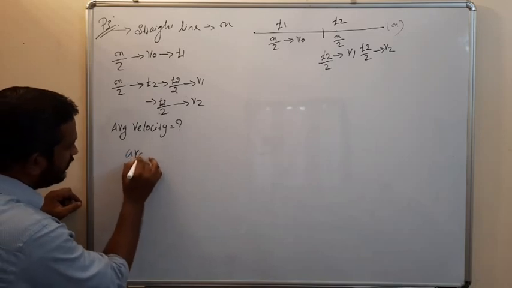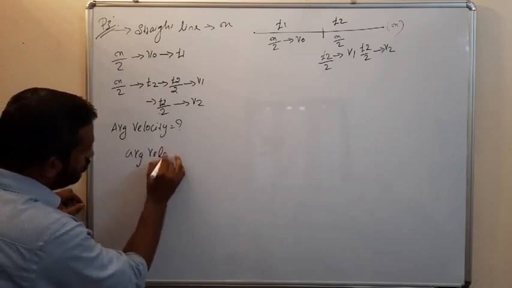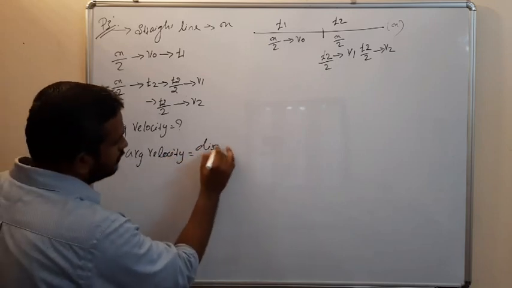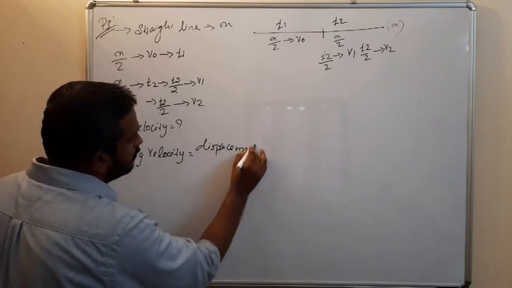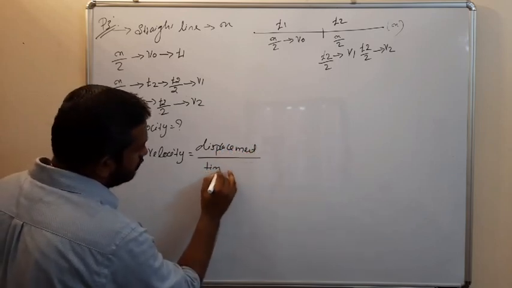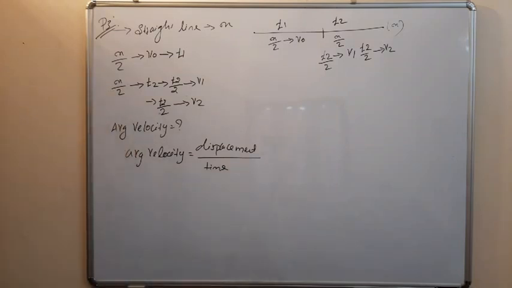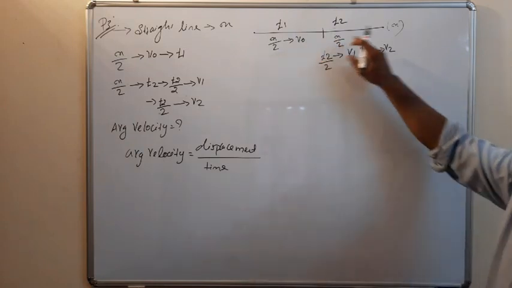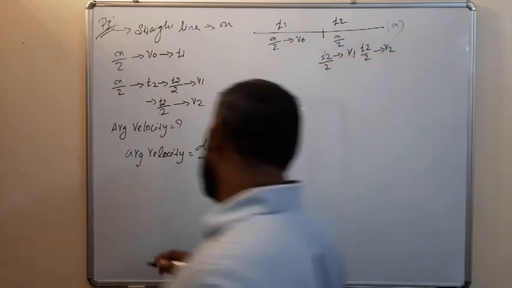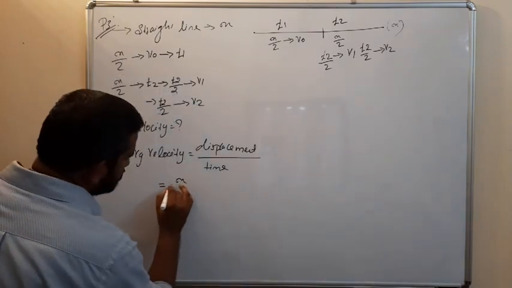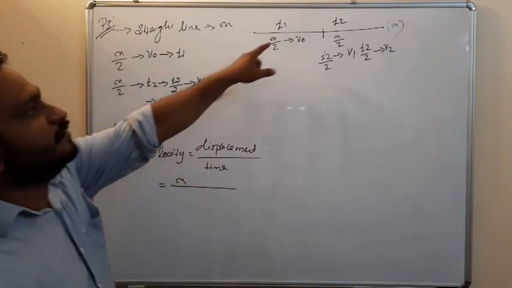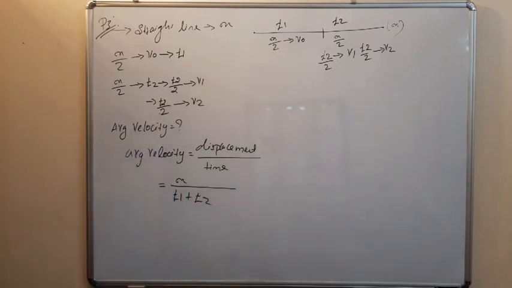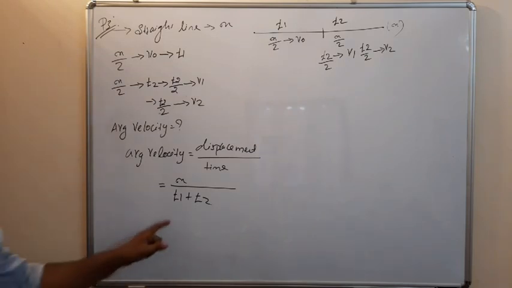Average velocity is equal to displacement by time. The total distance covered is x, so that's equal to x divided by the time taken for the whole journey, that is T1 plus T2.